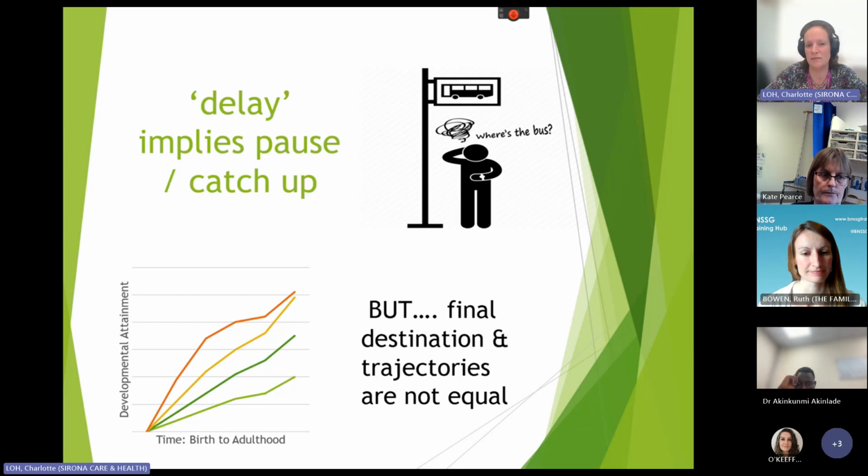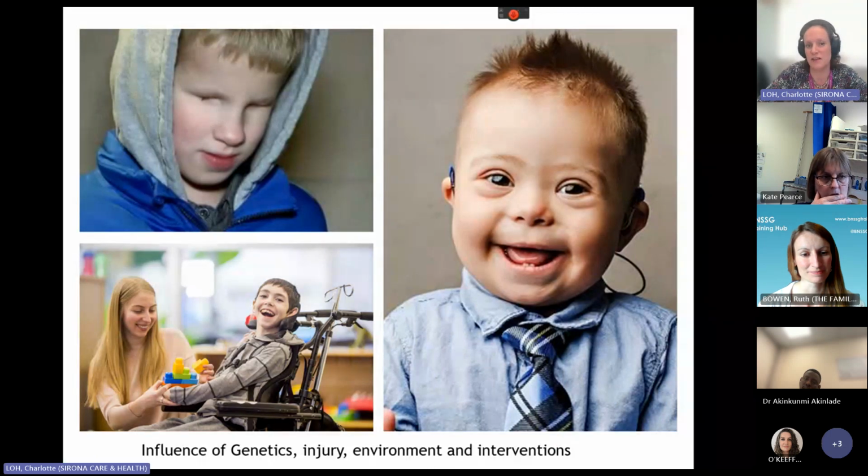Actually, when we're looking at development, there's a wide variety of possibilities. The final destination for that child may not be the same as for another child, and the trajectory and the route they take again may be different. To illustrate this, I'll give you pictures of 3 children here with disabilities, and they probably would be defined as having global developmental delay or global developmental impairment.